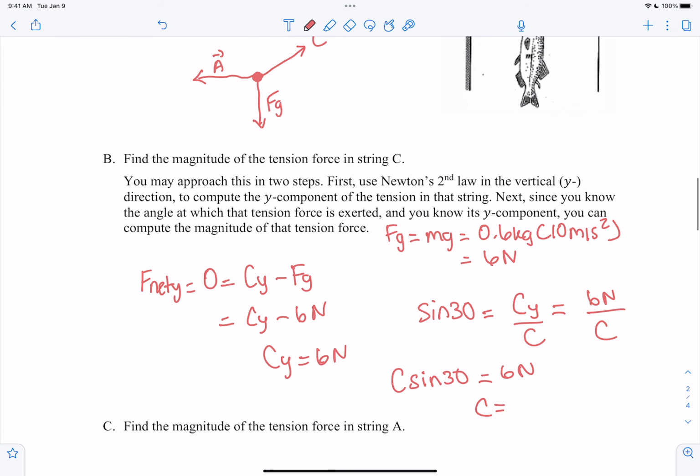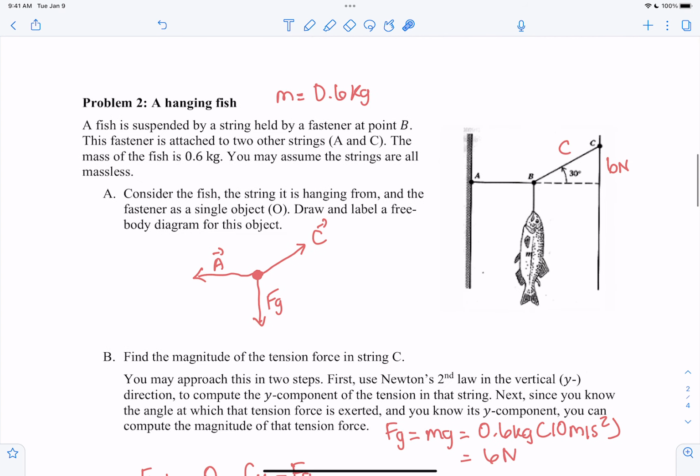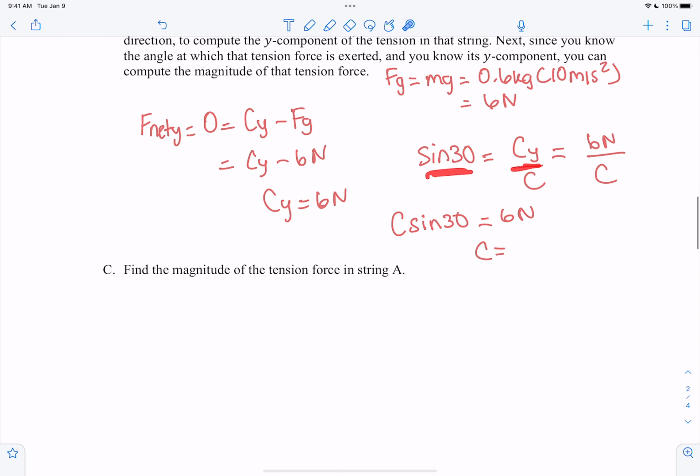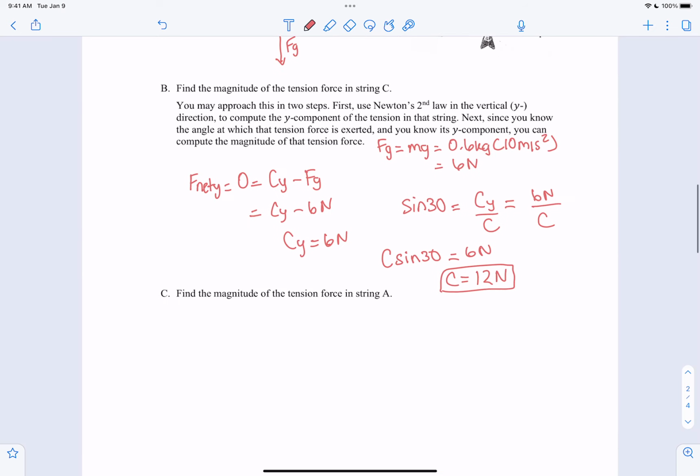It wouldn't be 6 sine 30. It would be 6 divided by sine 30, I believe, because sine 30 is equal to CY over C, which is 6 newtons over C, and so you'd have to multiply C over and then divide by sine 30. So it should be around 12, yeah. Sine 30 is 1/2. So 12 newtons there for the tension force for C.